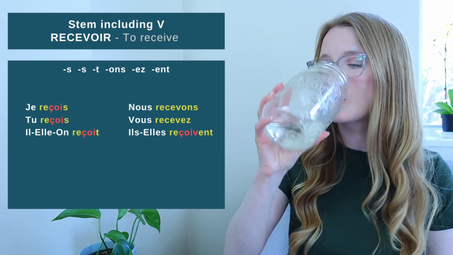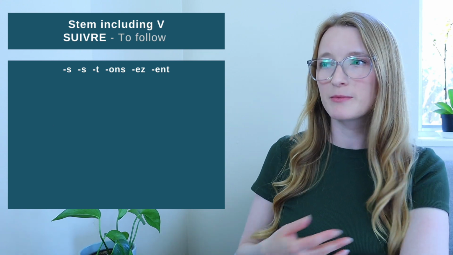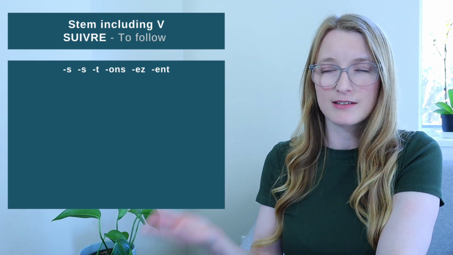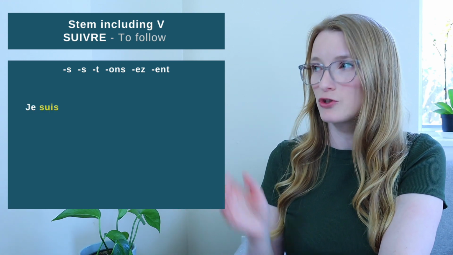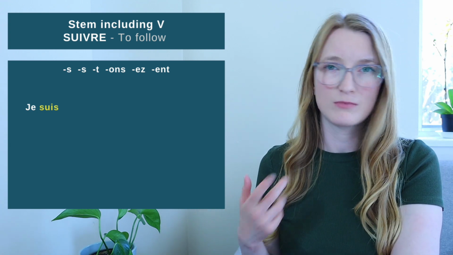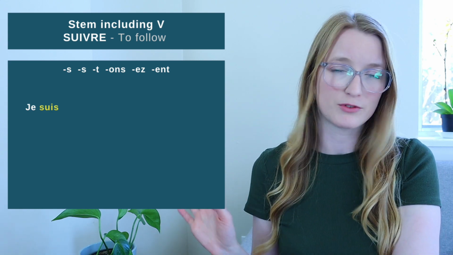Suivre, to follow. And I'm pretty sure this verb has been made just to confuse people because it has the exact same conjugation from je as the verb être, to be. Je suis, and when you say I am, it's also je suis. So I'm pretty sure this one was just to confuse people.